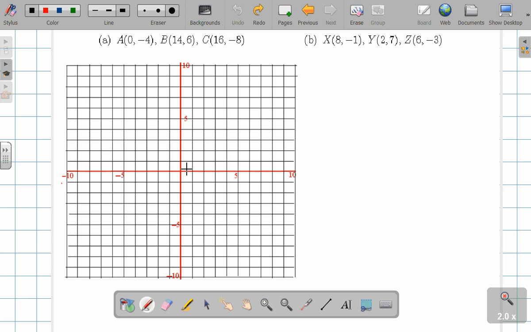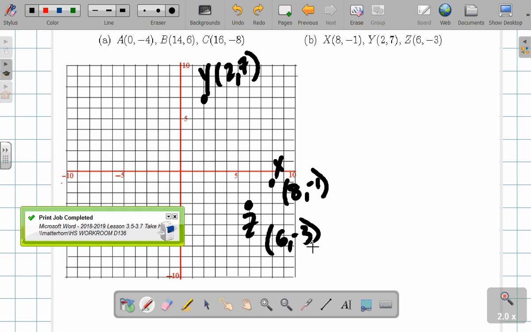We got ourselves 8, negative 1. 8, negative 1. That's x. And then we have 2, 7. 1, 2, 1, 2, 3, 4, 5, 6, 7. And 6, negative 3. Let's double check that graph. Oh, and it worked too. Yay, 2 for 2.